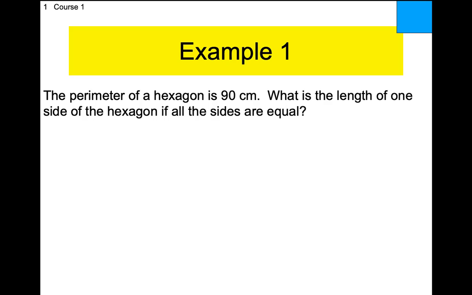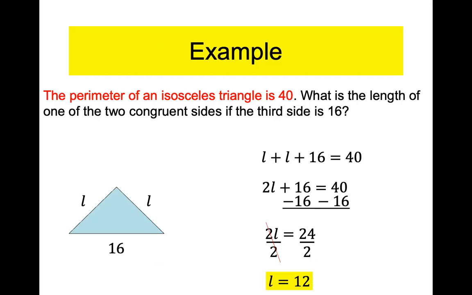John, read the first sentence. The perimeter of a hexagon is 97. Hey, we just had the word perimeter. Jake, what does the word perimeter mean? What does perimeter mean? It was the problem we just did. What's perimeter mean?